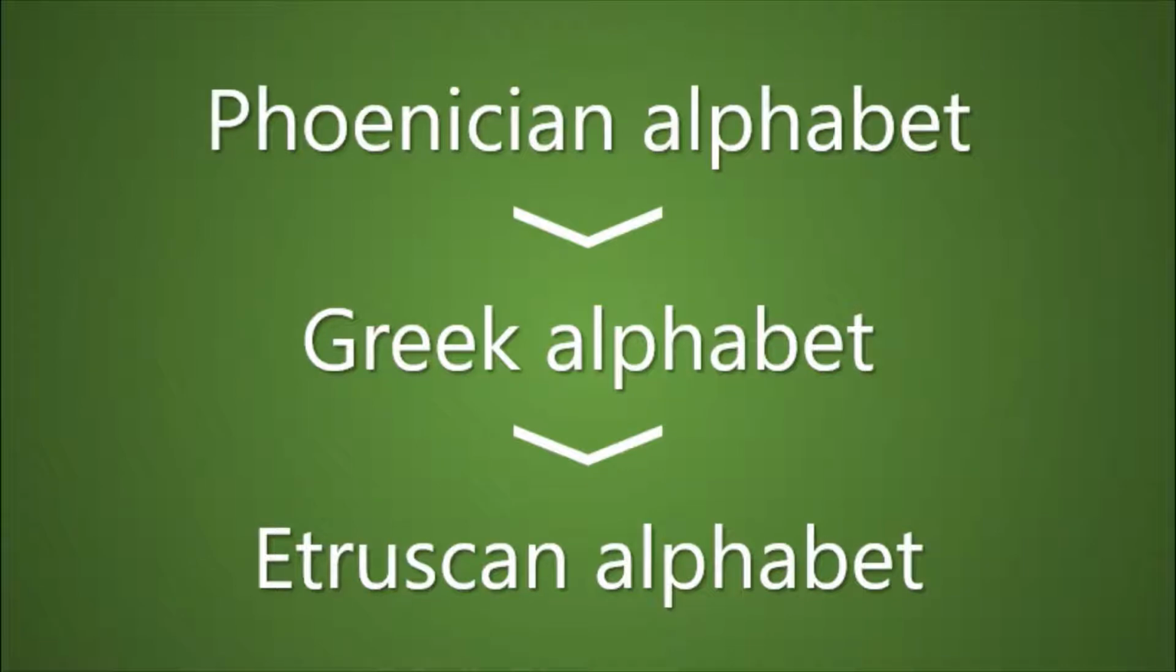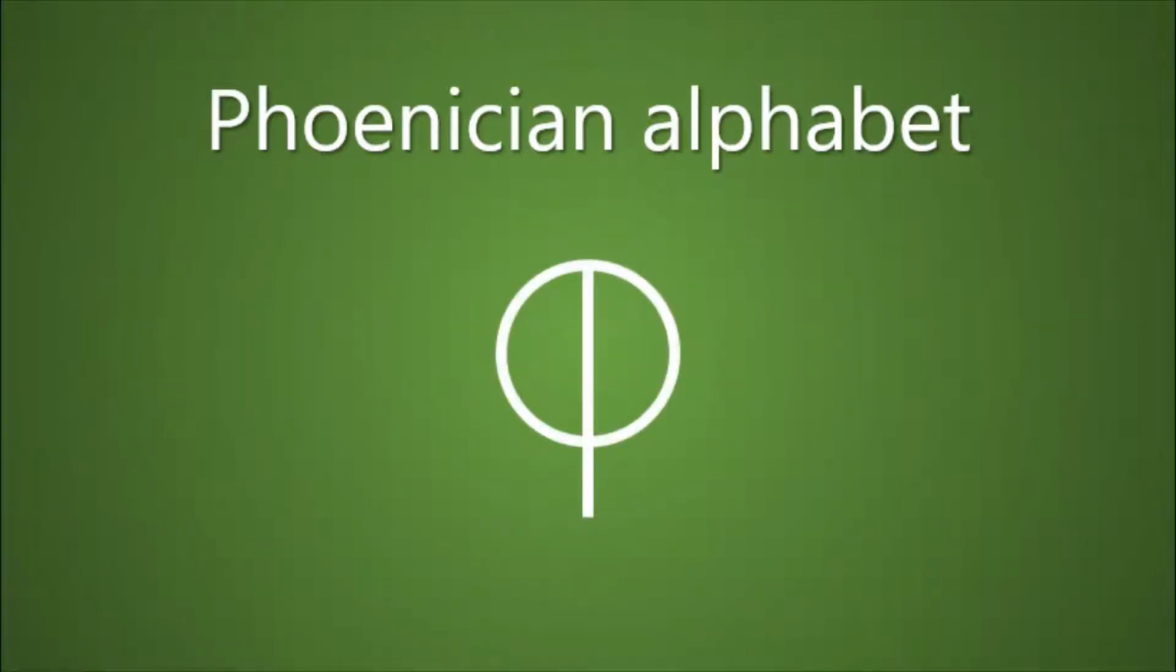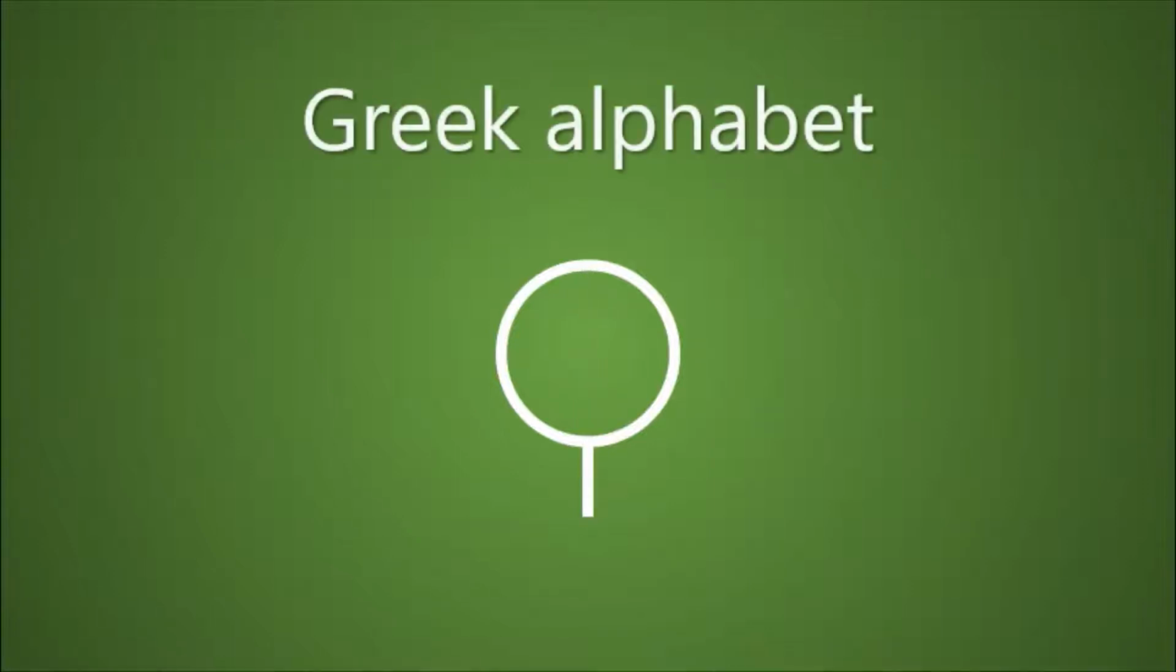The ancestor of the letter Q in Phoenician is this letter, qoph. Qoph represented a consonant sound in Phoenician we don't have in English. The Greek alphabet inherited qoph as koppa. The ancient Greek language didn't have the same sound that Phoenician qoph did, but it did have a similar sound.